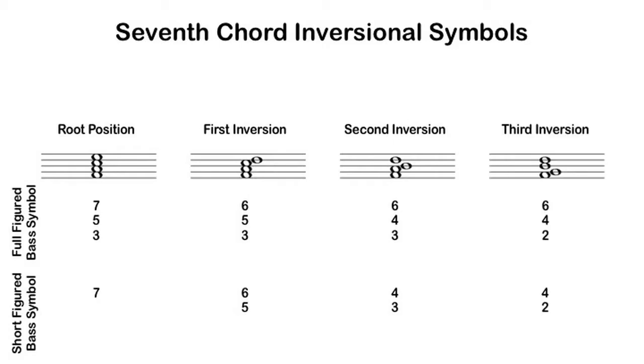Likewise, with third inversion, we have a second above the bass, a fourth above the bass, and a sixth above the bass. Again, as we did with the second inversion, we'll remove the 6. So if you see the numbers 4, 2, that's the indication for a third inversion seventh chord. Remember that inversional symbols tell you only which chord member is in the bass, or the lowest note of the texture. They don't tell you anything about the distribution of the remaining chord tones.